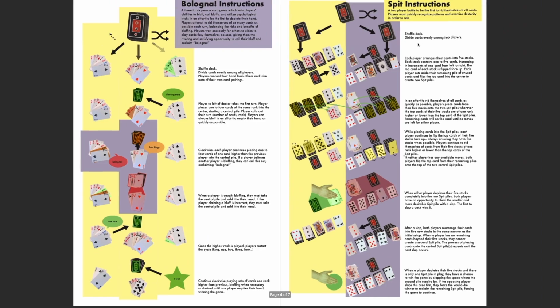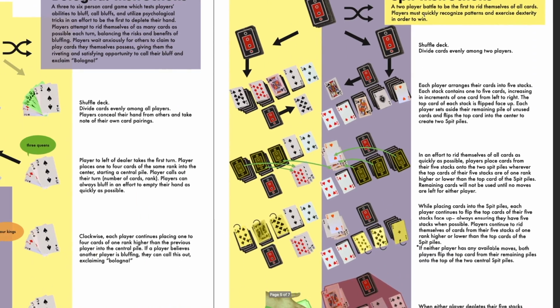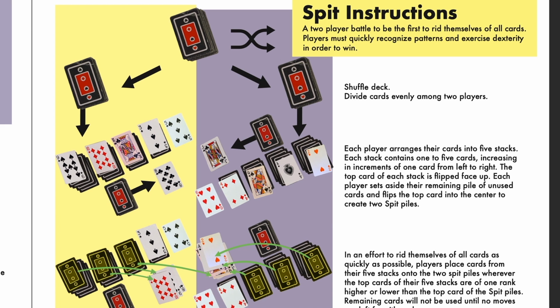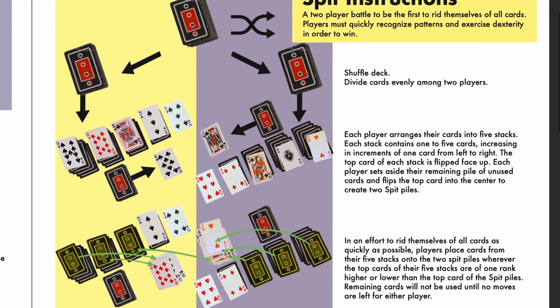And then we have the final one, spit. So spit's a 2-person game. Divide the cards up in half. Set them up in 5 rows, ranging from 1 card to 5 cards, incrementally from left to right. Flipping the top card, take the rest of the cards that you didn't put into these 5 piles into your extra card stack. And both players have one of those.